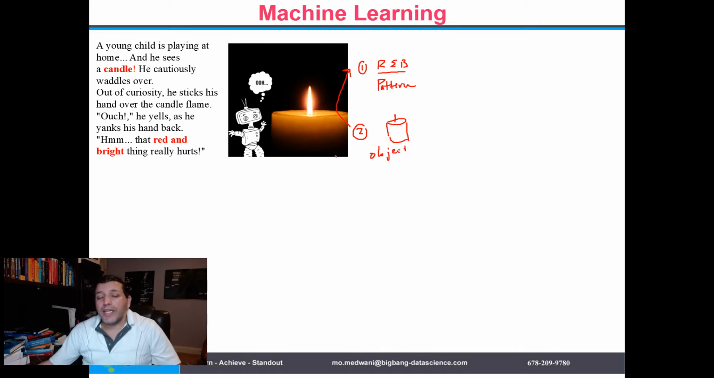So which one do you think is the best learning method? Which one would probably be the best outcome from this incident? A child learning a pattern or a child learning an object? I think pattern is more accurate. We are not talking about accuracy. We are talking about which one would benefit the child in the future, for not making the same mistake.